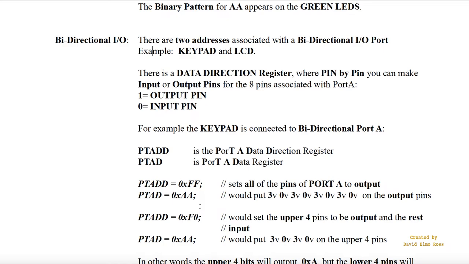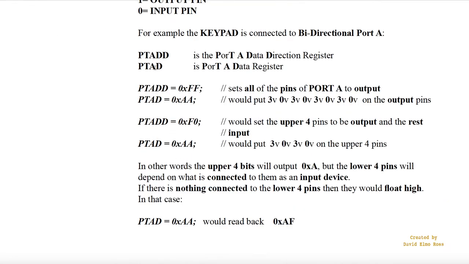But let's see how that makes things a little different. If we say PTADD, or port A data direction register, is FF, they're all output. And so if in the data register PTAD we put an AA, then the pattern of 3 volts, 0 volts, 3 volts, 0 volts, 3 volts, 0 volts, 3 volts, 0 volts, the pattern for AA, will be out on these pins, because output pins remember what you write out, and this is writing that out into the port A data register.